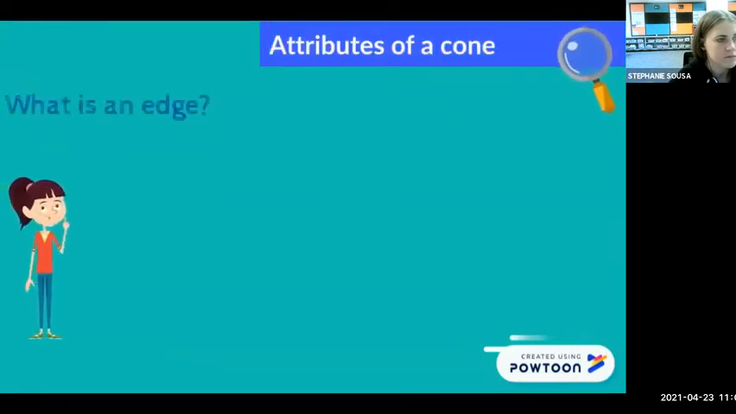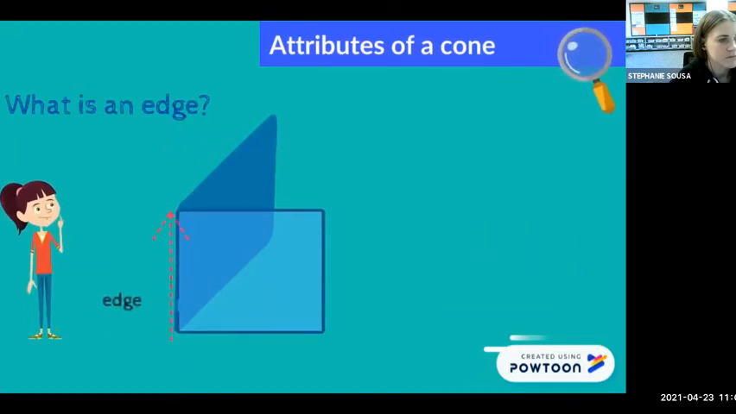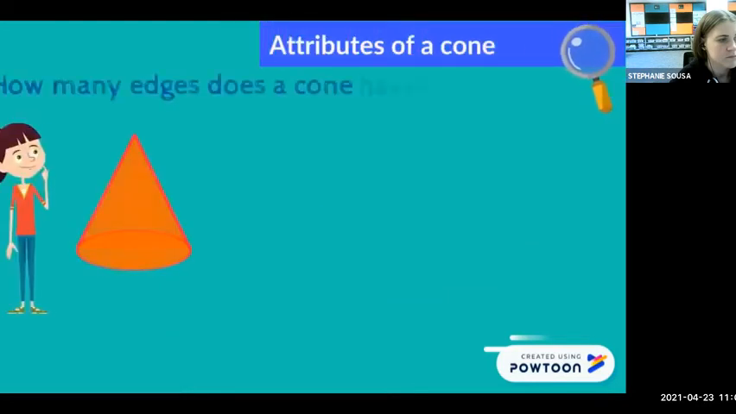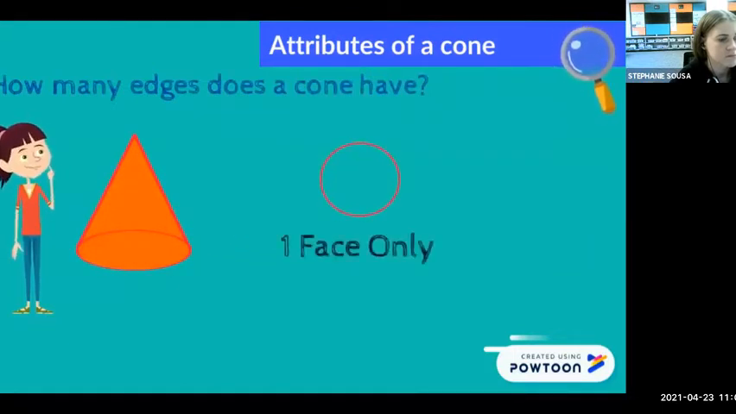Before we find out the number of edges a cone has, let's review the definition of the edge. An edge is created when two flat surfaces meet. In other words, an edge is created when two faces meet. Now look at the cone again. How many faces do you see? Just one, not two or above, and therefore the cone has no edges.